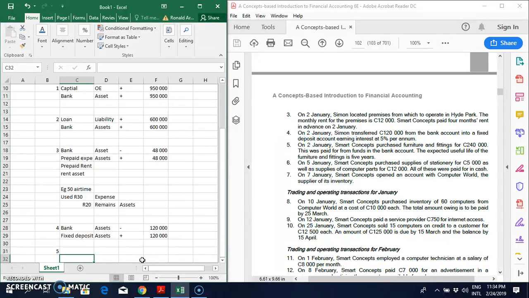Transaction number 5. It says that on the 2nd of January, Smart Concepts purchased furniture and fittings for 240,000. This was paid from the funds in the bank account, and the expected useful life of the furniture and fittings is 5 years. Keyword there, it says that we paid, so the bank account is involved, an asset. We paid for the furniture.